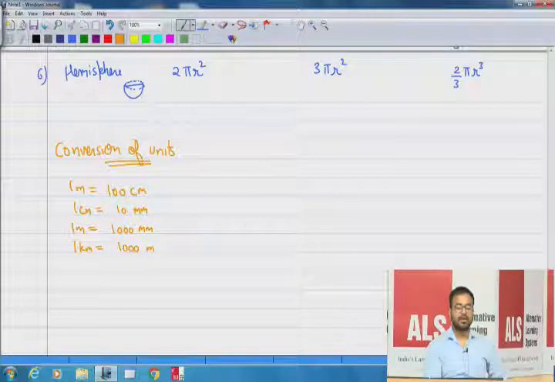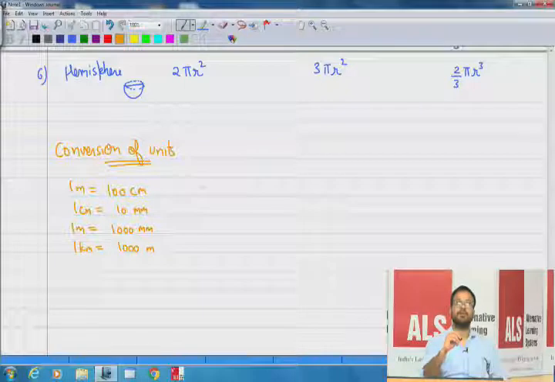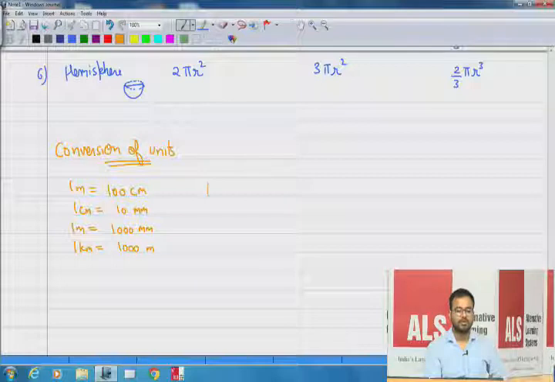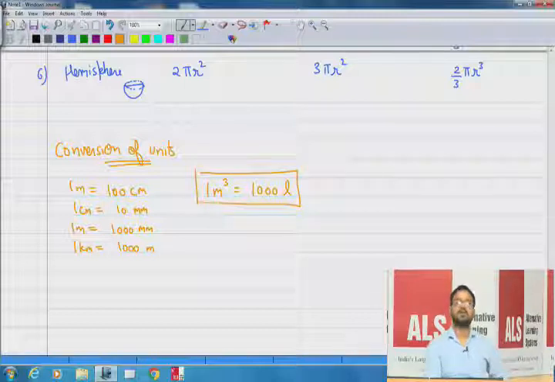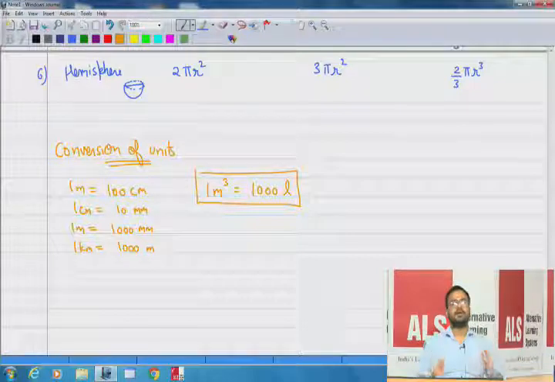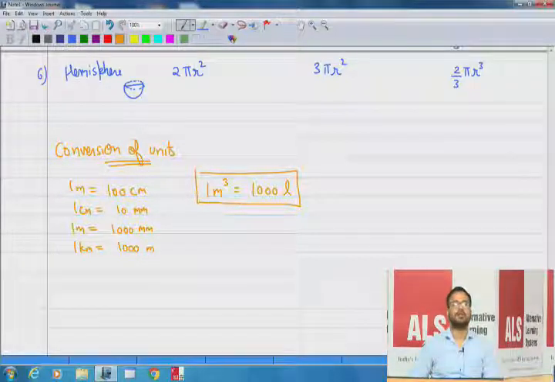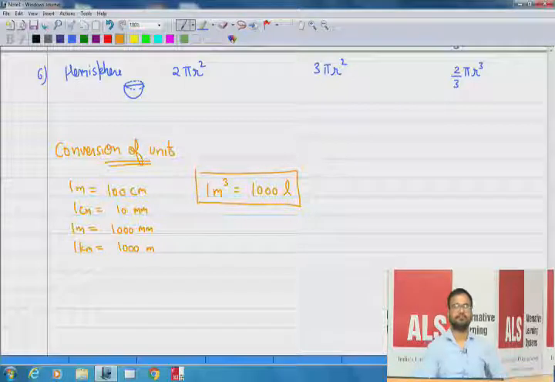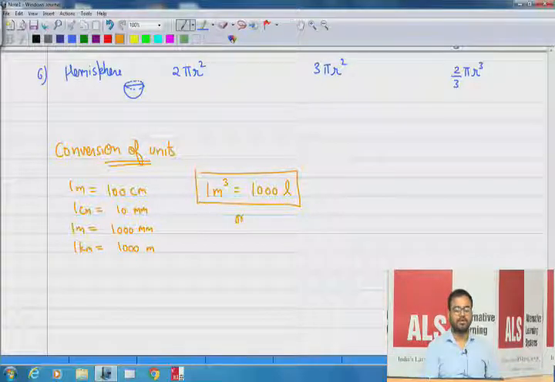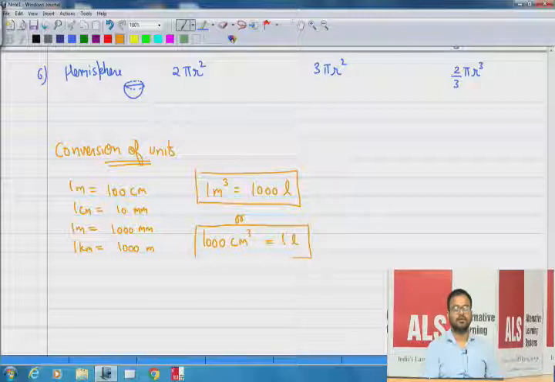Similarly, we can say the relationship between the unit meter to liter. 1 meter cube is equal to 1000 liter. This is the very important one while solving the questions related to the volume, when we have to convert the volume in meter cube or centimeter cube into liter. Or you can also write this one as 1000 centimeter cube is equal to 1 liter. Both are same.